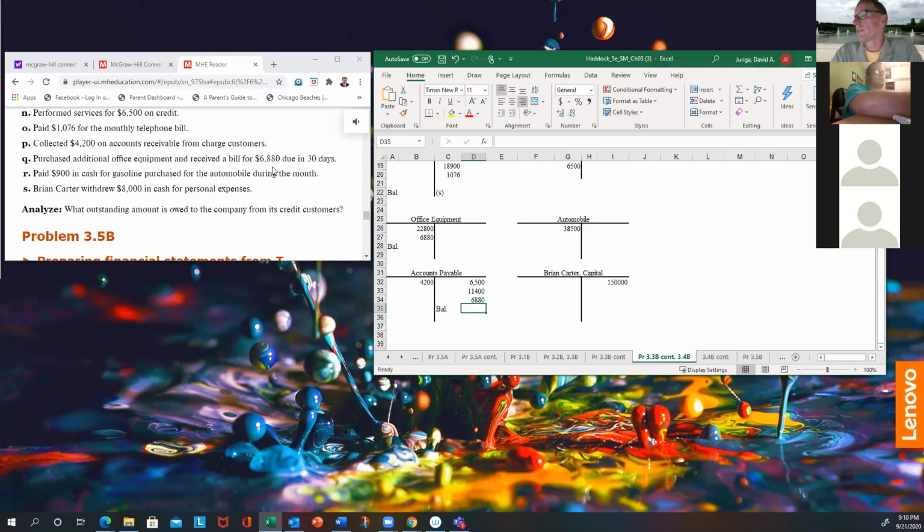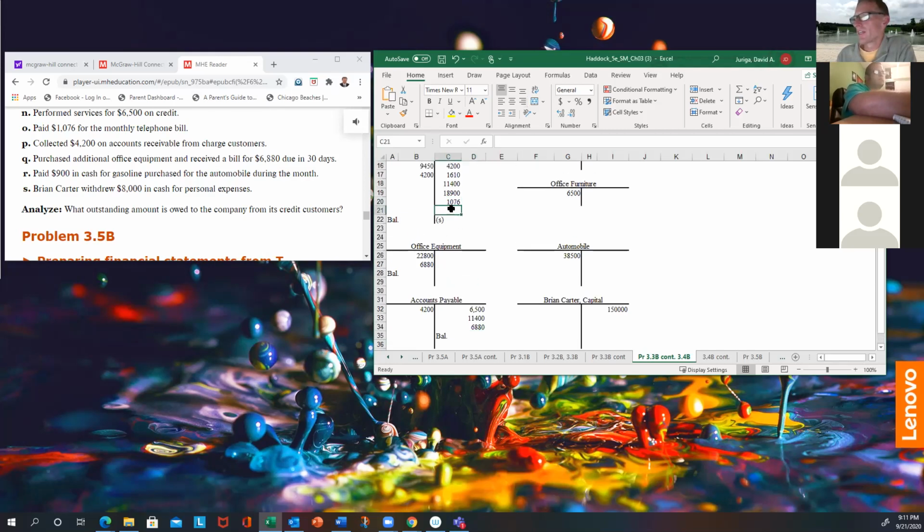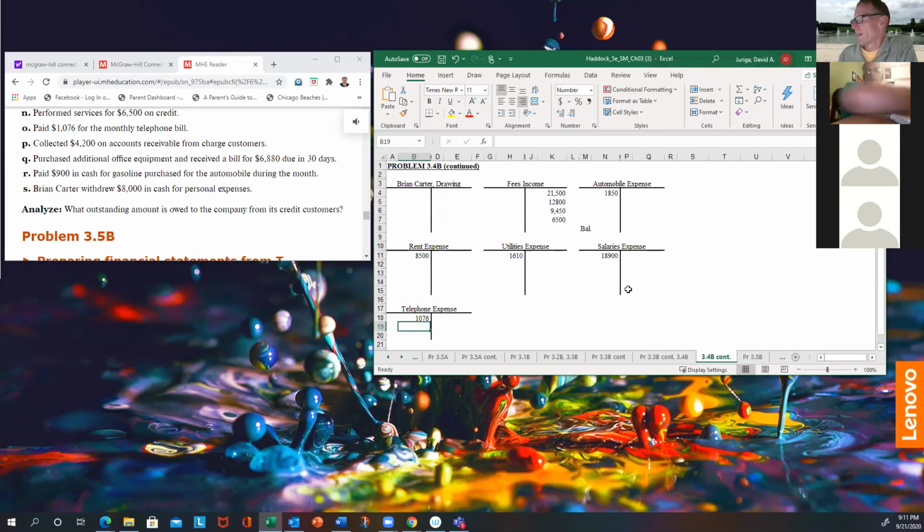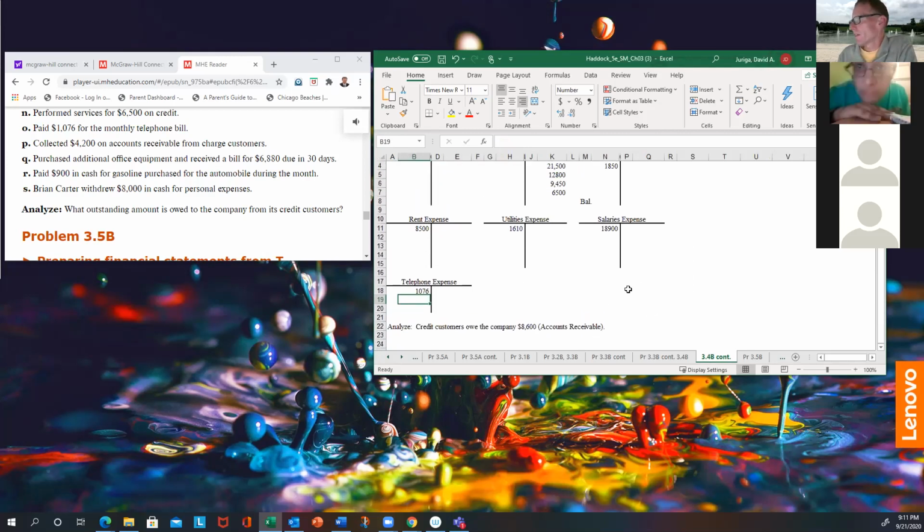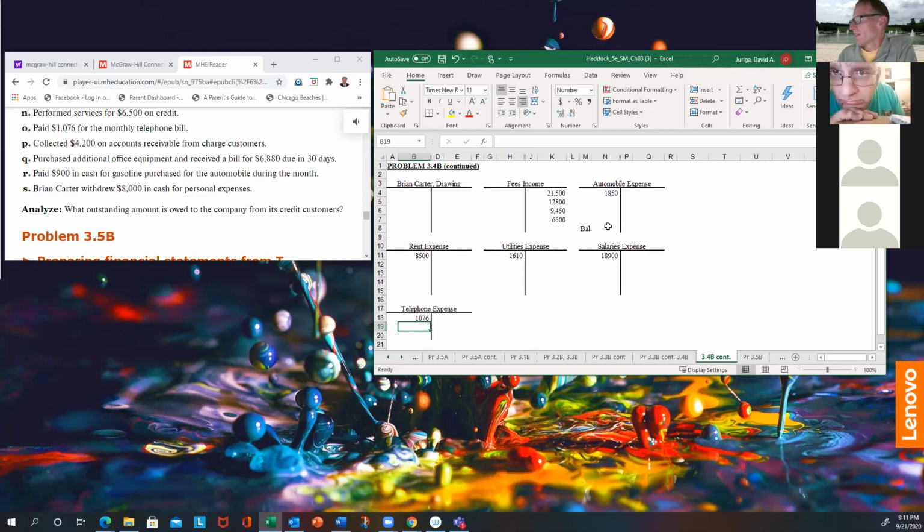Letter R says paid $900 in cash for gasoline purchased for the automobile. So of course we know cash, right? Now cash being paid, we know we're crediting cash, we're reducing cash. Question is what do we debit? Do you guys see anything about automobile expense? So I put $900 debit to auto expense, right? I'm surprised they didn't say gasoline expense or something like that, but just put it under auto. It's auto related.